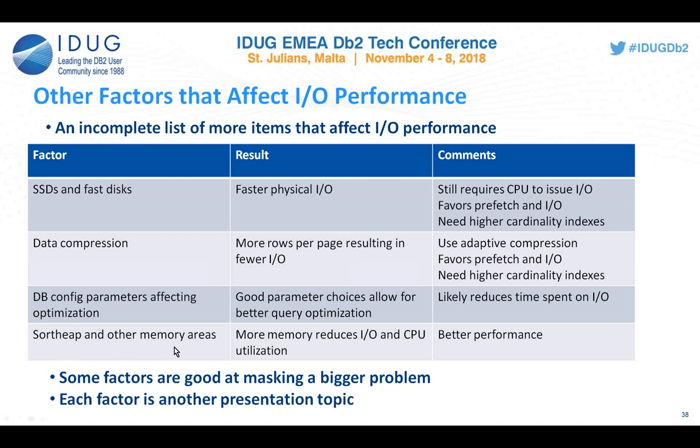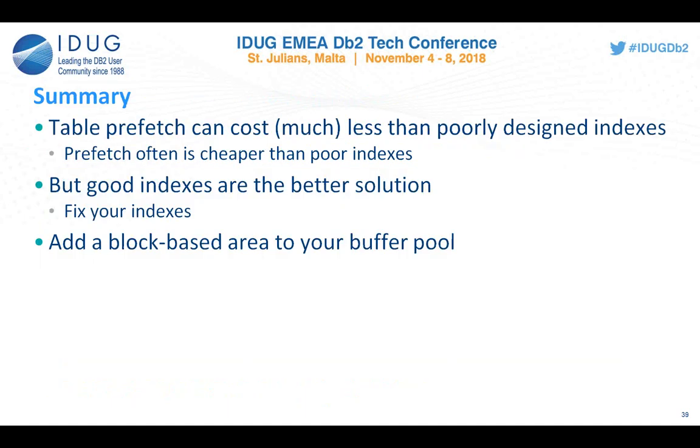Database configuration parameters and sort heap and other memory things also help. You could probably add to this list as well as other things. And each one of these topics is another topic that we could have on the DB2Night show or at a Night Ed presentation. Some factors are good at masking a bigger problem. I can, for example, make things go faster if I get new faster disks, but if I still have a large amount of physical or logical I/O going on in my application, I need to go back and look at the indexes to make sure they're good.